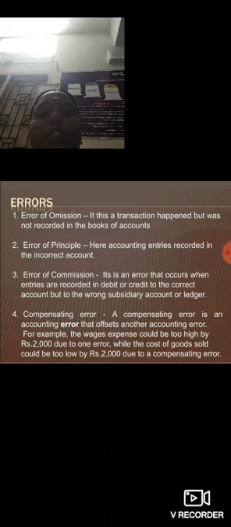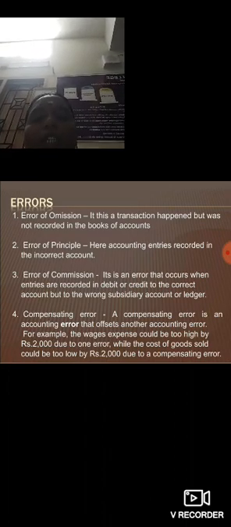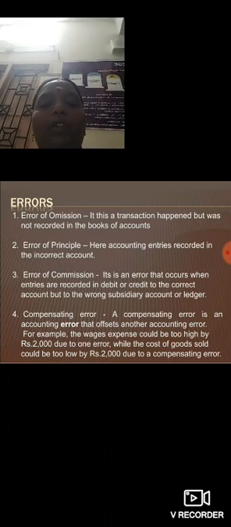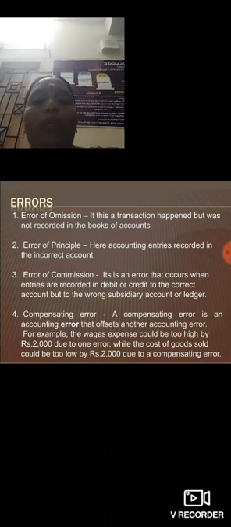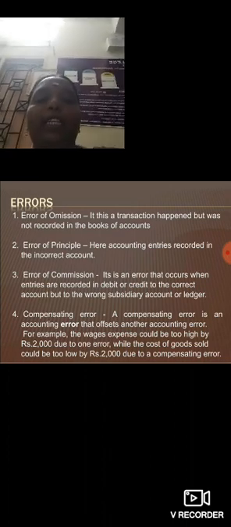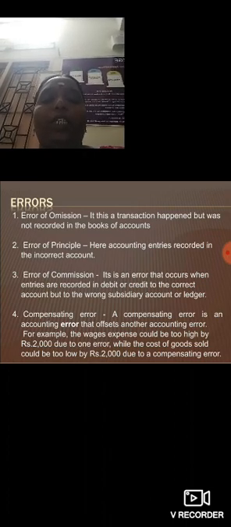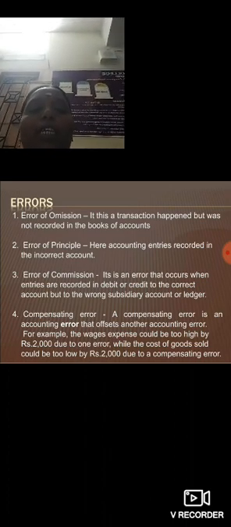Error of commission occurs when an entry is recorded in the debit or credit of the wrong account. For example, a transaction which should be entered in the debit column, but by mistake you entered it in the credit column, is called an error of commission. Compensating error is when two mistakes are made: the mistake done in the debit column is compensated by the mistake done in the credit column. So you are compensating one error for another error, and that is called a compensating error. So there are four types of error: error of omission, error of principle, error of commission, and compensating error. If these errors occur when preparing the trial balance, then we cannot prove the accuracy of the trial balance.